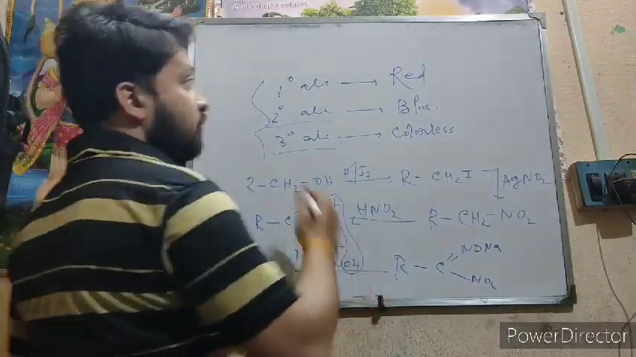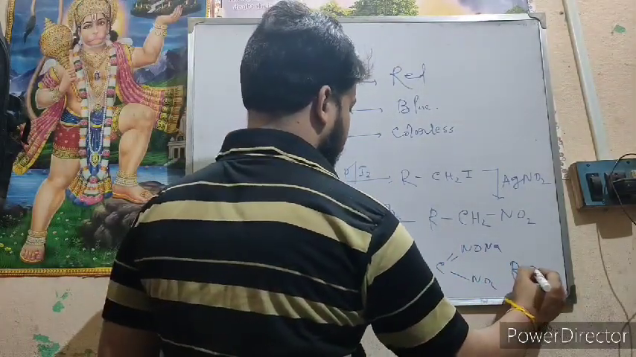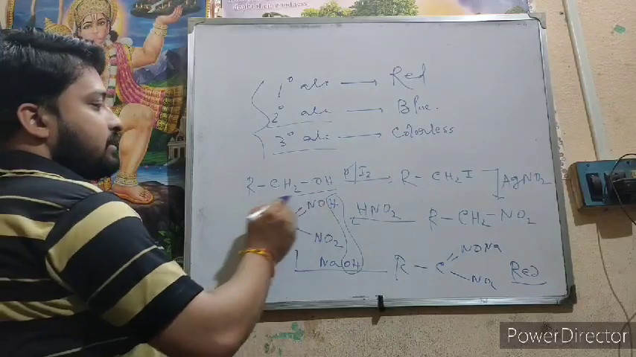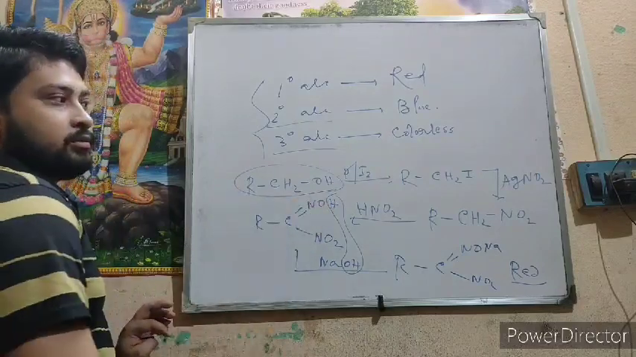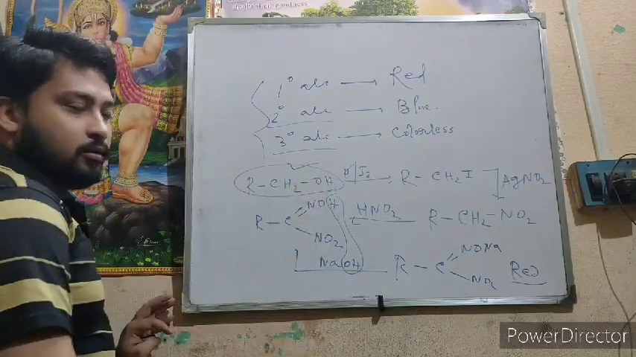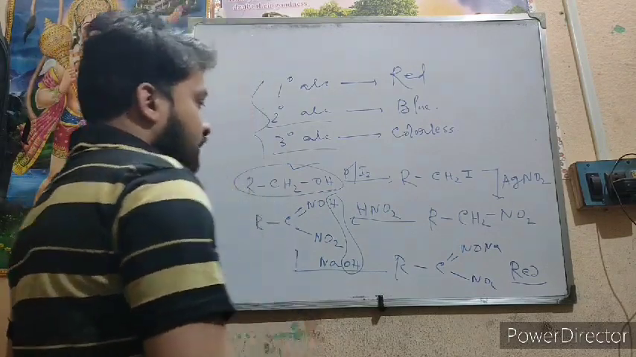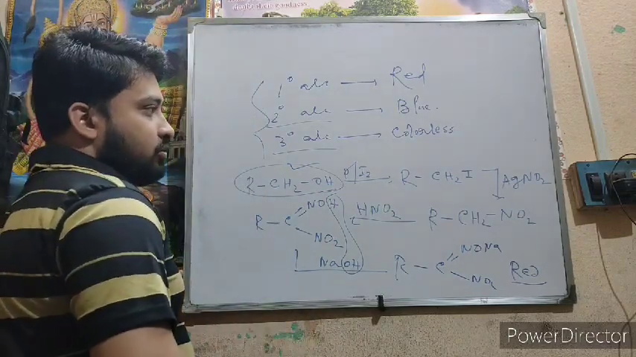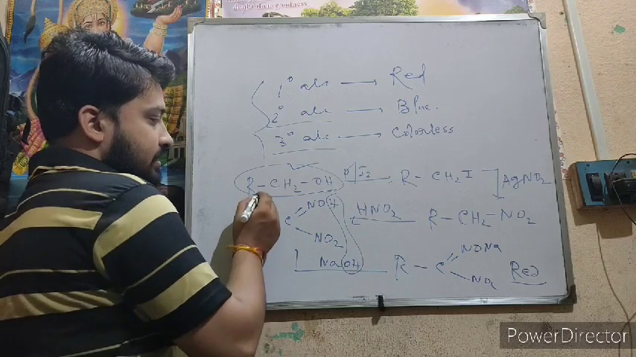This color is red. Why is this color red? Because this is 1 degree alcohol. So prove it. This is 1 degree alcohol. Now, if you take 2 degree alcohol, that is R2.